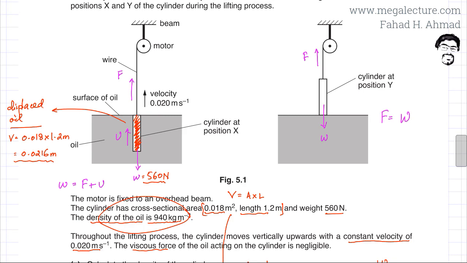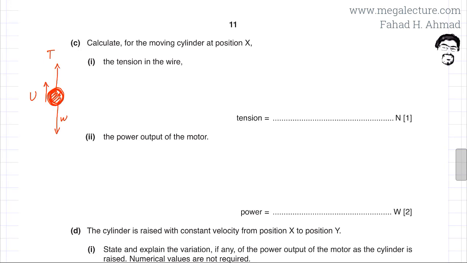So I wrote down an equation that the weight of the cylinder is equal to the force, which is the tension in the wire, plus the upthrust. So these two forces are in the upward direction, the weight is in the downward direction. So using this relationship, I'm going to figure out the force or the tension in the wire. I know that the weight is 560 newtons. I know that the upthrust is 200 newtons.